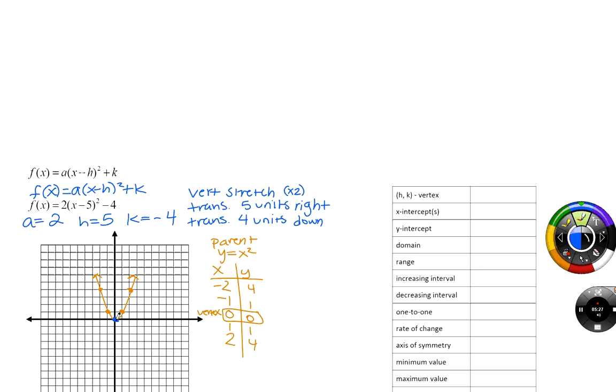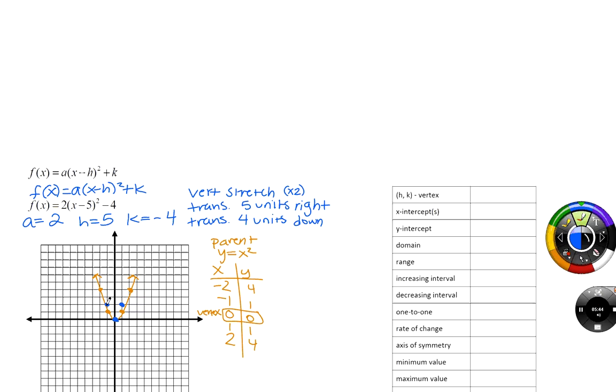So this used to be 1 unit away from the vertex, but 1 times 2 is 2. So that point is now going to be 2 units above the vertex instead of 1. Since this point on the other side has the same vertical distance, it'll look the same after being vertically stretched.